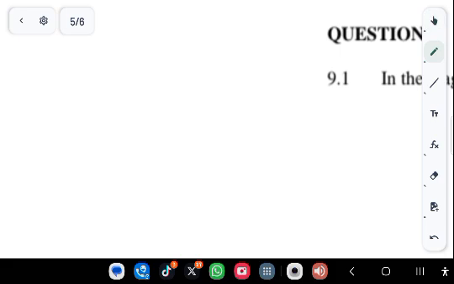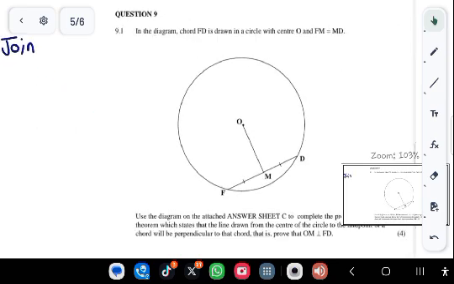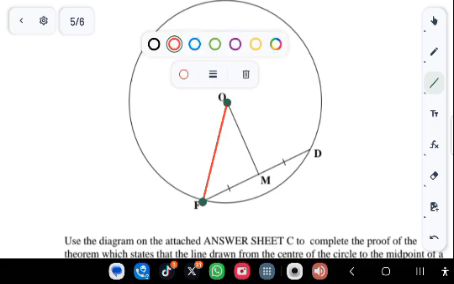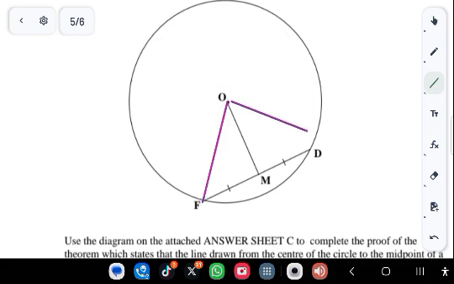Let's join OF. That is the construction. Join OF and OD.